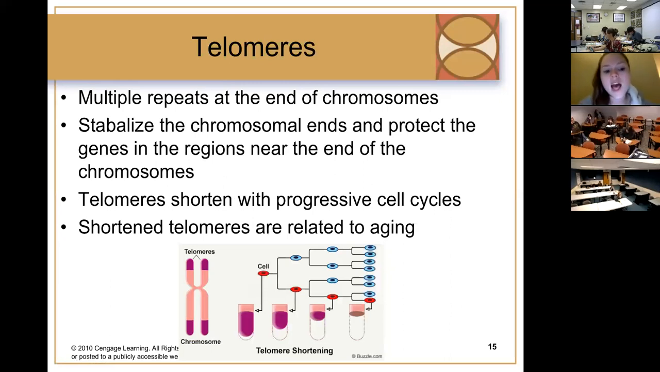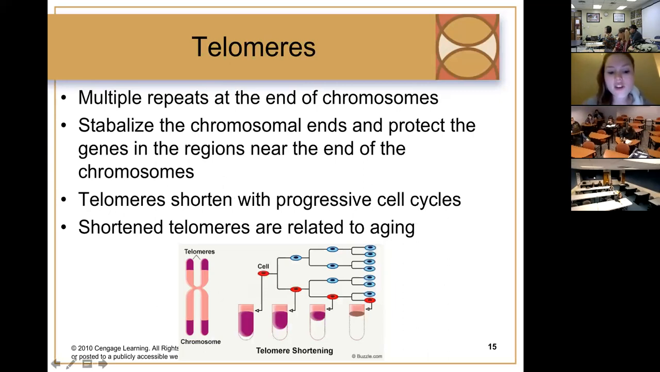And telomeres are interesting because telomeres will actually shorten with progressive cell cycles. We all know cells divide, especially during growth and development. And as a cell divides, the telomeres start getting shorter. It's actually been figured out that shortened telomeres can be related to aging, because as you age, your cells will have gone through a lot of different cycles.